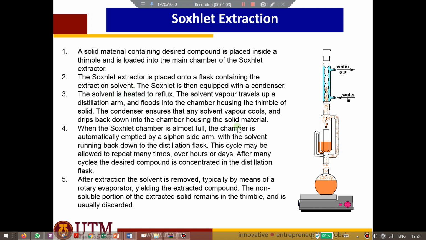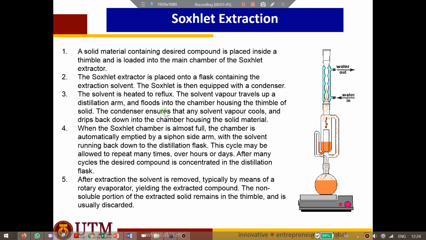The solvent is heated to reflux. The solvent is heated, then the vapor travels up the distillation arm. If you see here, it will go in here. The solvent vapor travels up a distillation arm and floods into the chamber housing the thimble of solid. It will go in here. At the top it turns back to liquid, and it will go into the thimble that has the solid sample.